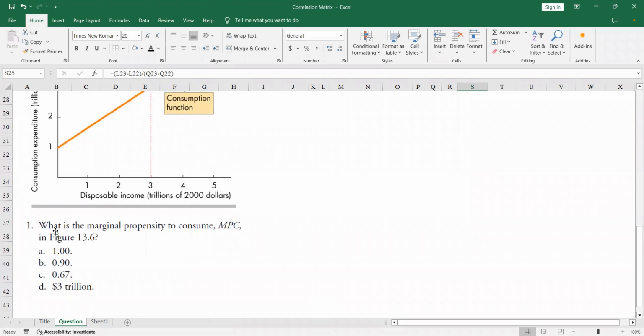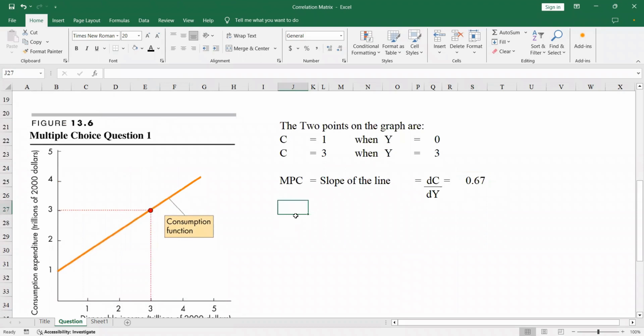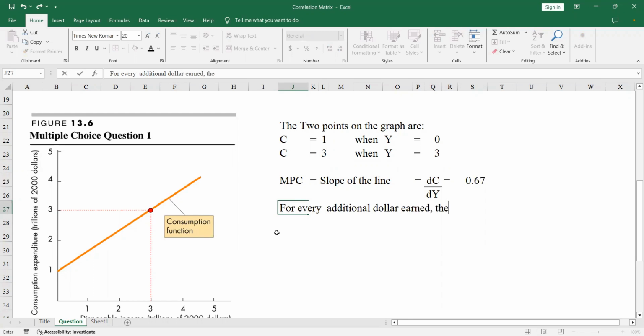So what we see is, what is the marginal propensity to consume, MPC? The MPC is 0.67. It is calculated by finding the slope of the line. Remember, the interpretation of MPC is for every additional dollar earned, the consumer consumes about $0.67.